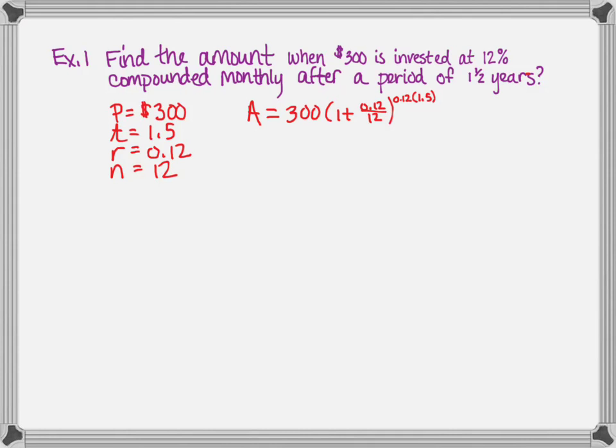Substituting into the formula, A equals 300 for P, parenthesis 1 plus R over N, which is 0.12 over 12, all raised to the NT, or 0.12 times 1.5 power. Here we get A is equal to 300.5377993, or $300.54. When we're dealing with money, we have a natural rounding spot of 2 places after the decimal.